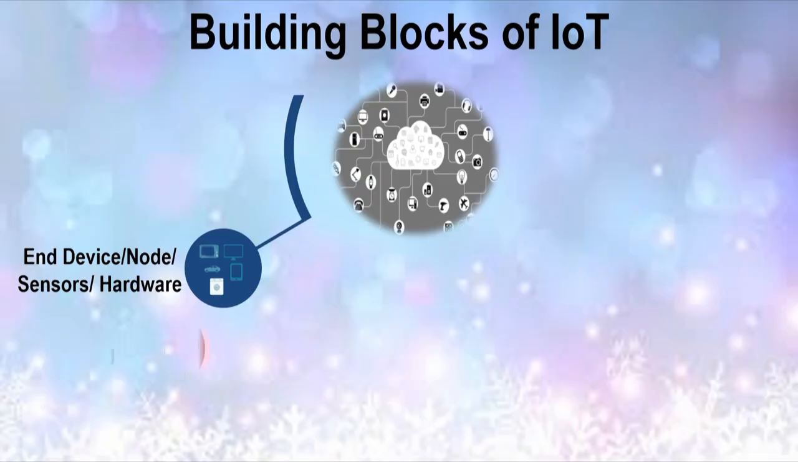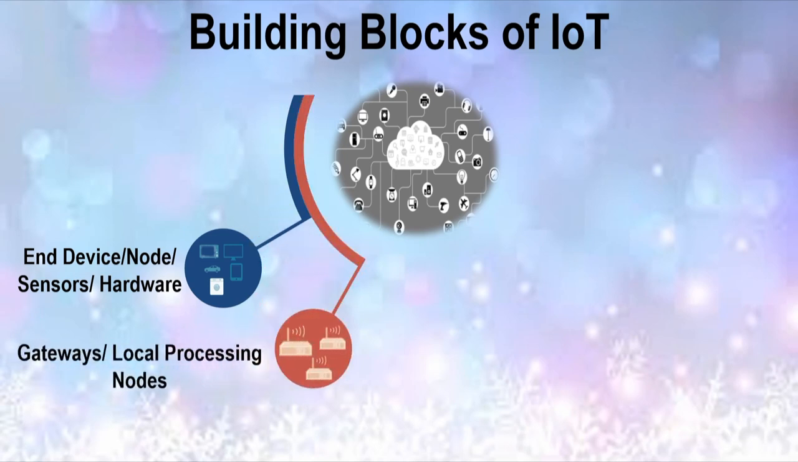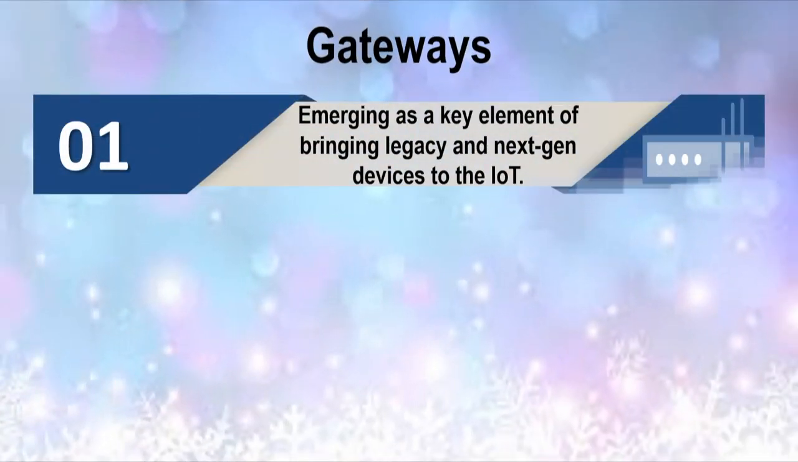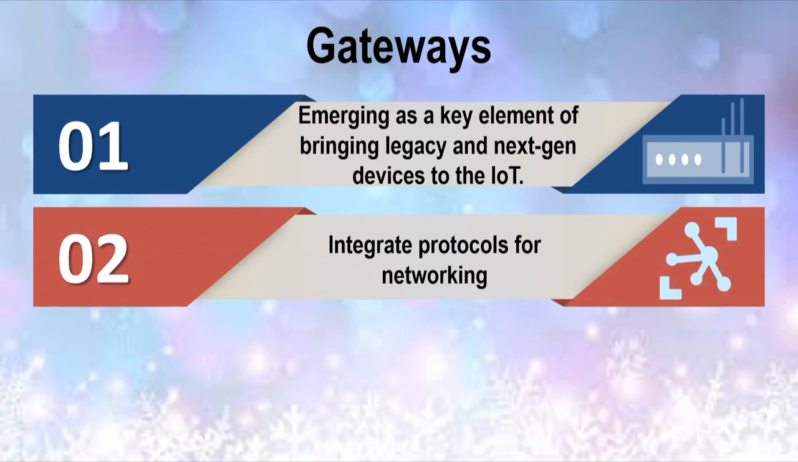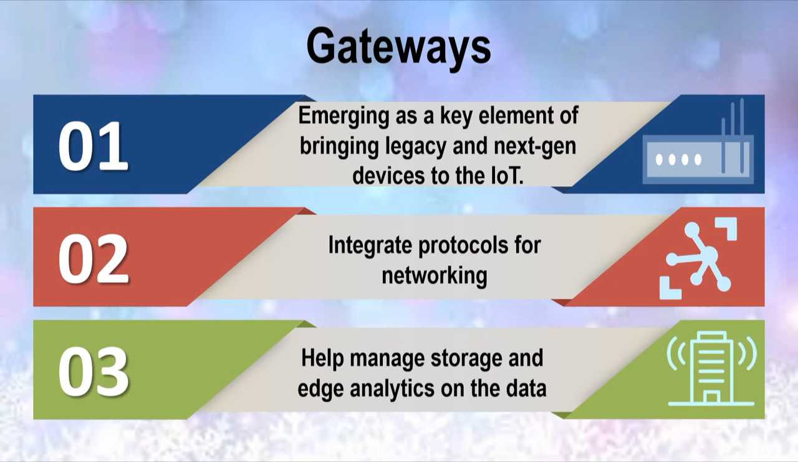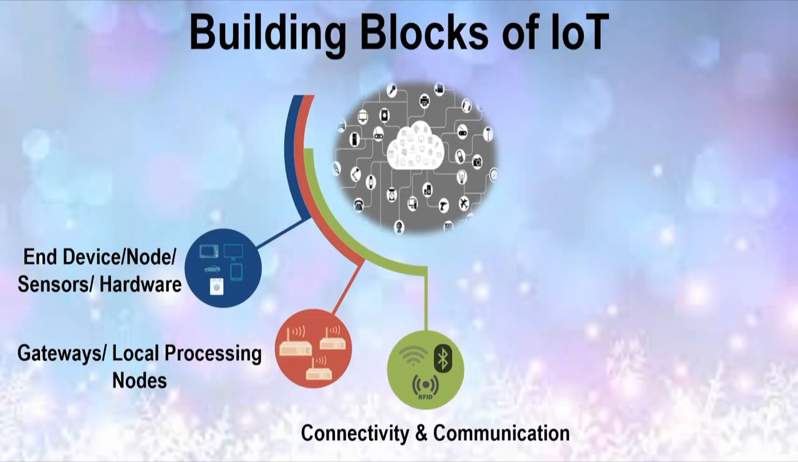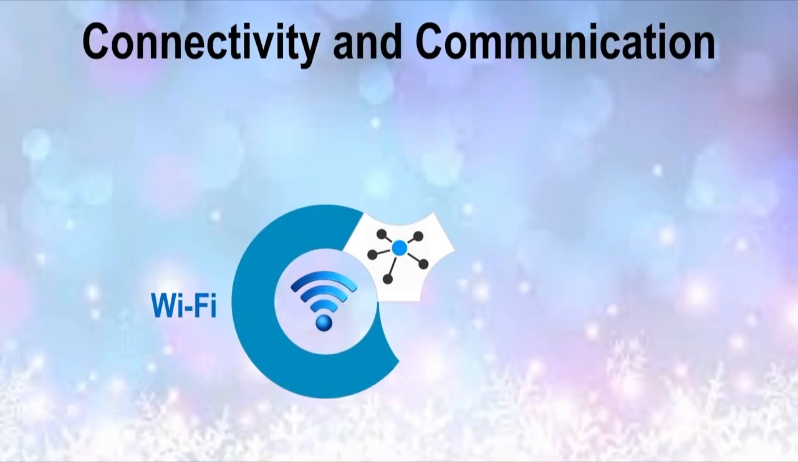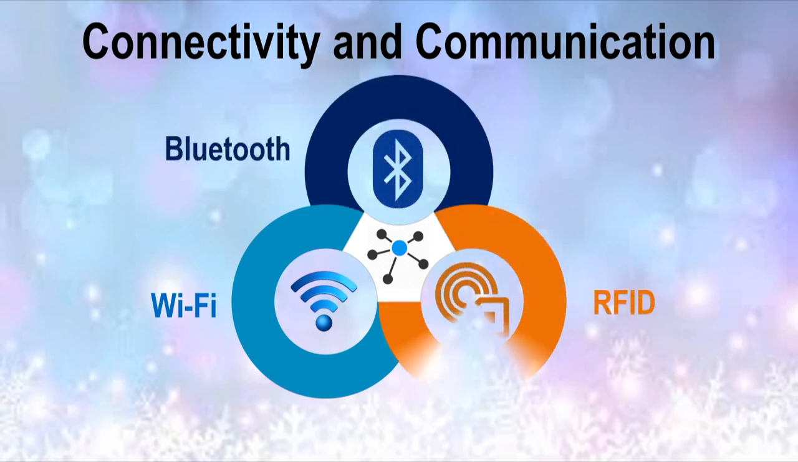Next building block is the gateway. Gateways are emerging as a key element of bringing legacy and next generation devices to the IoT. They integrate protocols for networking, and also they help us to manage the storage and edge analytics on the data. Next building block is connectivity. As you know, we all require Wi-Fi connectivity. Not only Wi-Fi, Bluetooth connectivity and RFID also can be one part of connectivity.